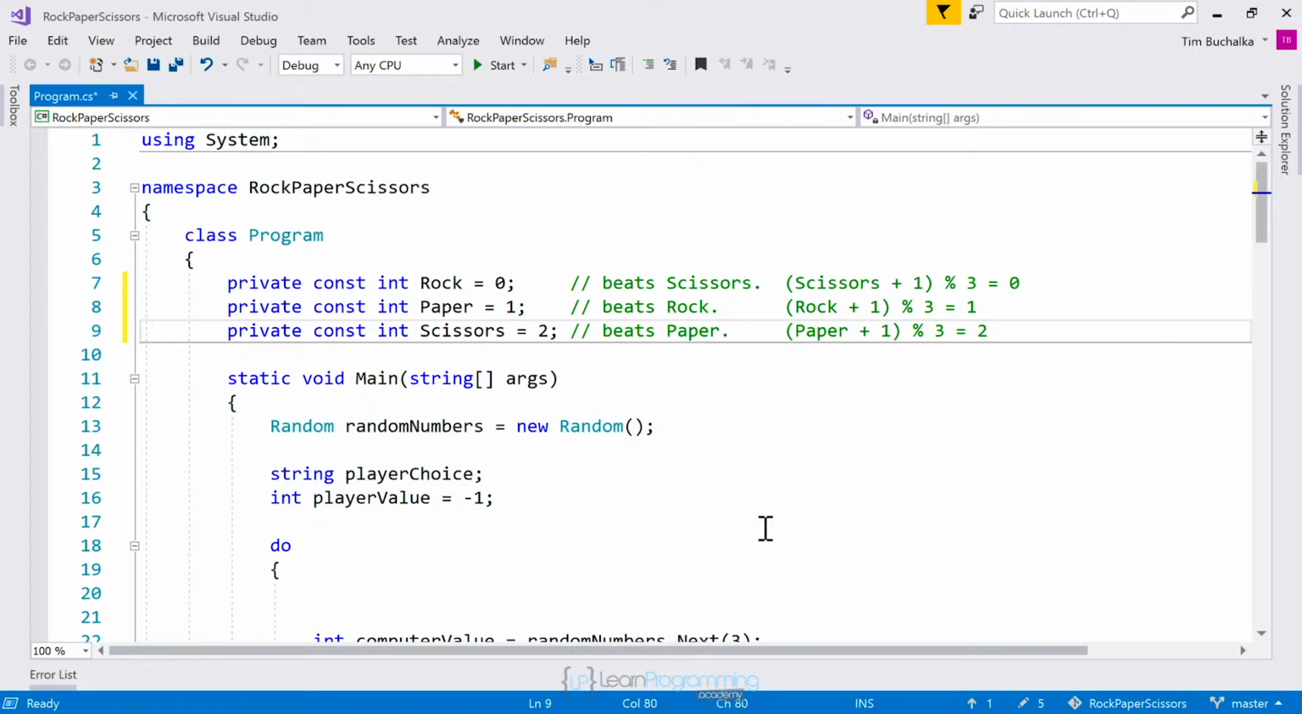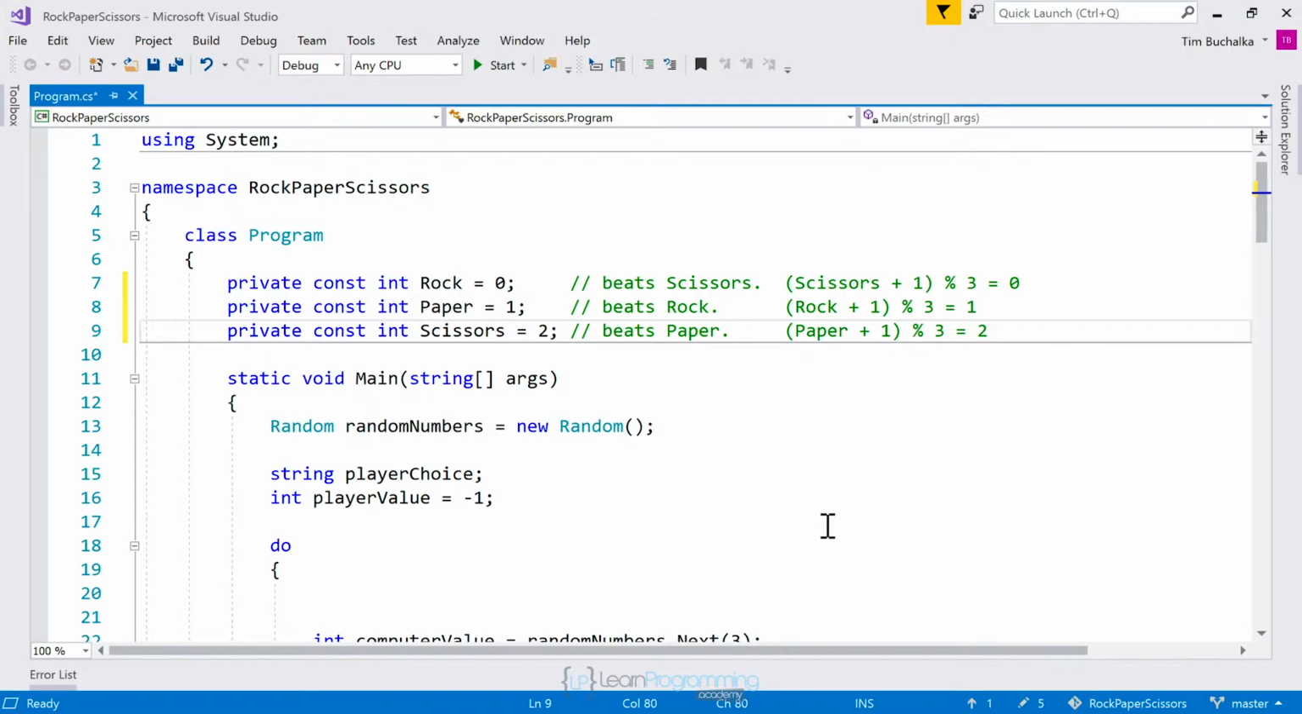So we know that rock beats scissors. Looking at the comment on line 7, scissors has the value 2. If we add 1 to it, we get 3, then taking the remainder after dividing by 3, we get 0. For line 8, doing the same thing for rock gives 0 plus 1 is 1, 1 remainder 3 is 1. And for line 9, paper plus 1 is 2, 2 remainder 3 is 2.